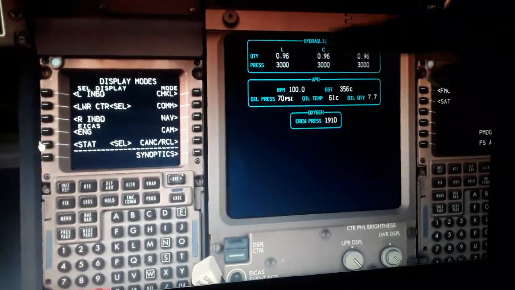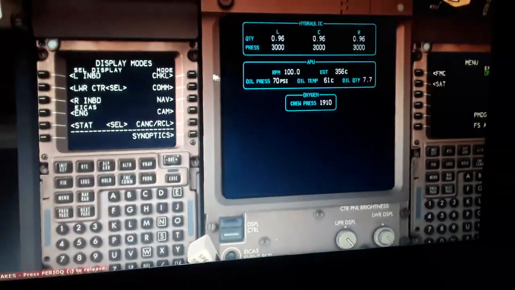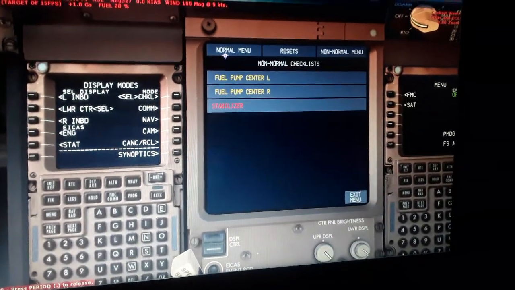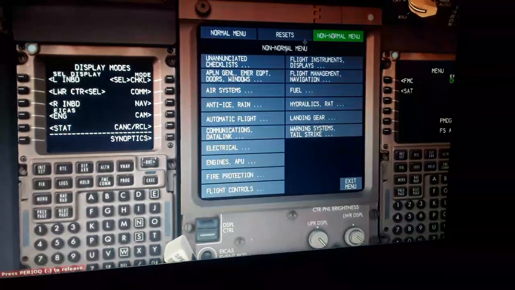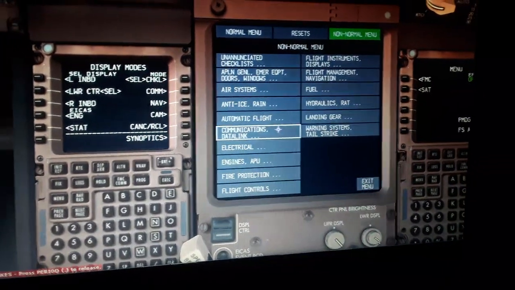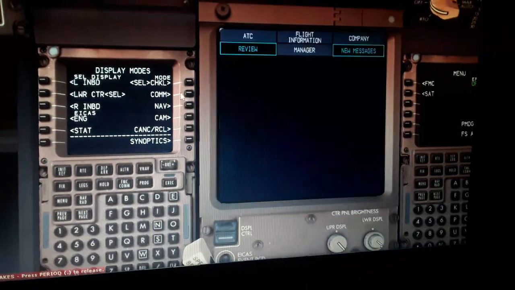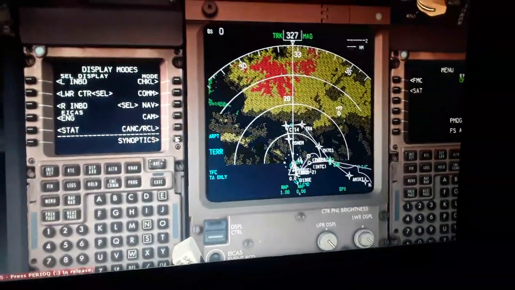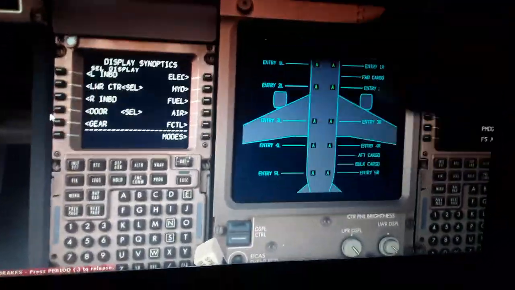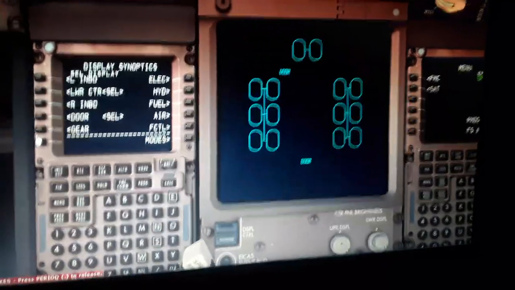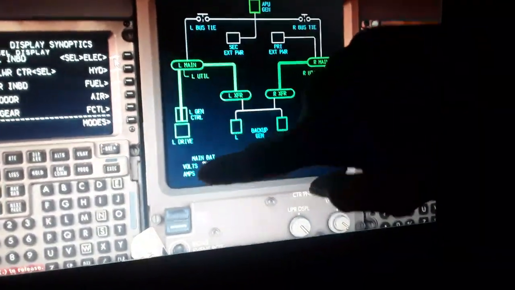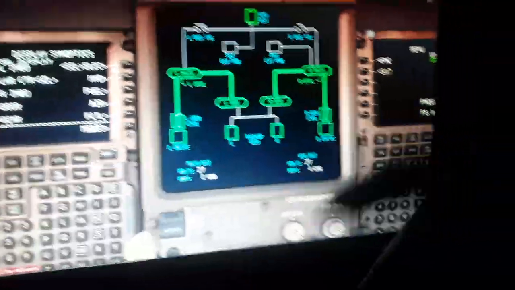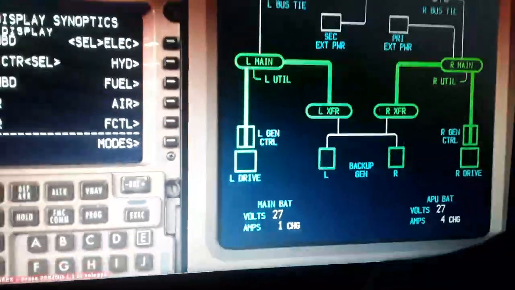You can see the APU running, hydraulic, oxygen, checklist, normal menu, what we need to do before flight. No normal menu. We have a failure of some system, the communication, navigation, and the doors are closed. Cabin can be pressurized. Landing gear, you can see the temperature of brakes and the pressure of the tires. Electric left and right engine, IDG, backup generator, 27 volts, the battery and charge or discharge.